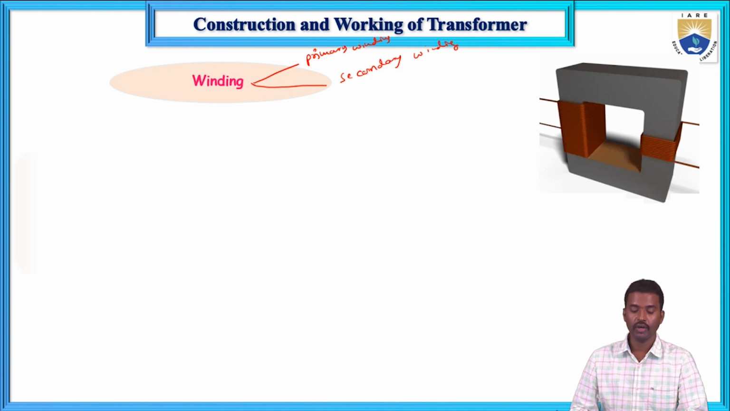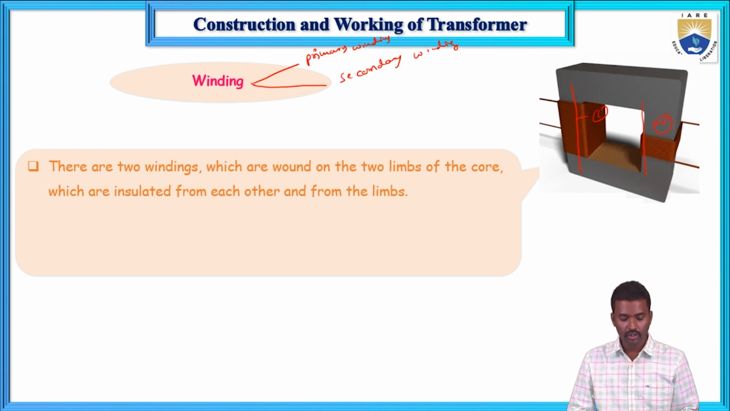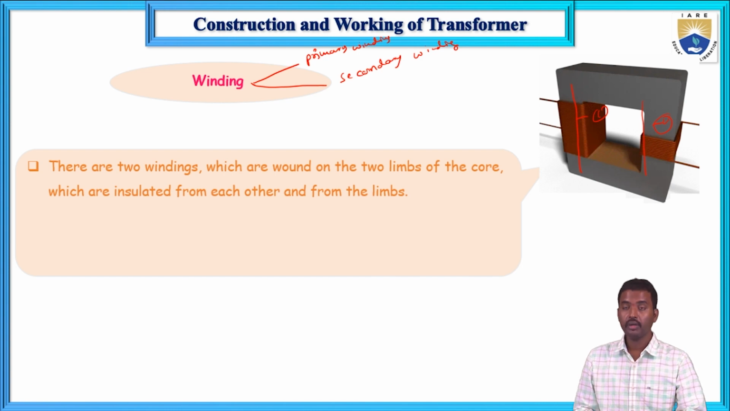Now, the main purpose of winding. There are two windings. The first one is the primary winding and the second one is the secondary winding. These windings are wound on the limbs only, on the two limbs, limb 1 and limb 2, of the core. The vertical portion of the magnetic core is known as a limb. So the primary and secondary windings are wound on the limbs of the magnetic core.